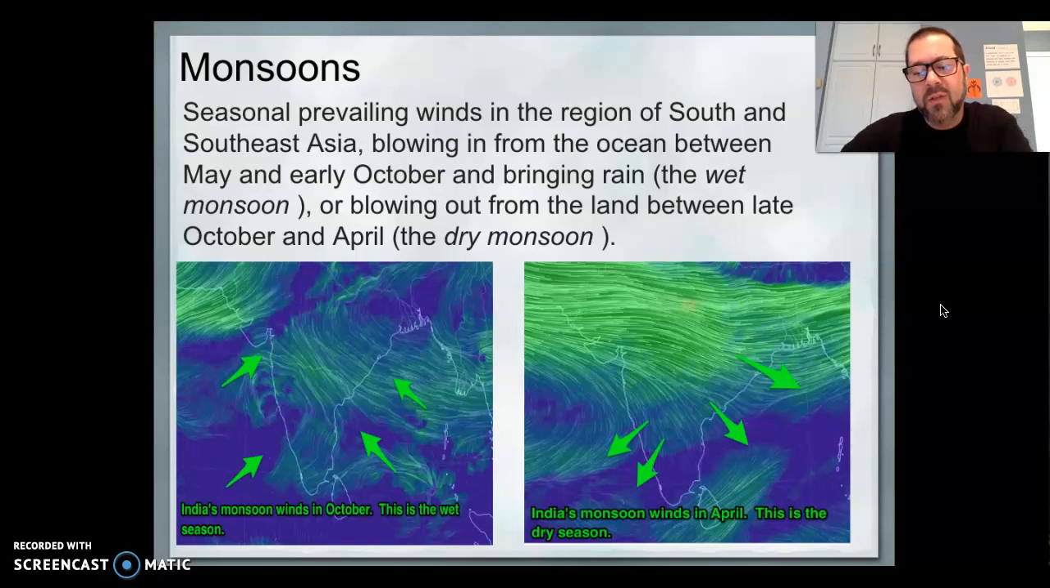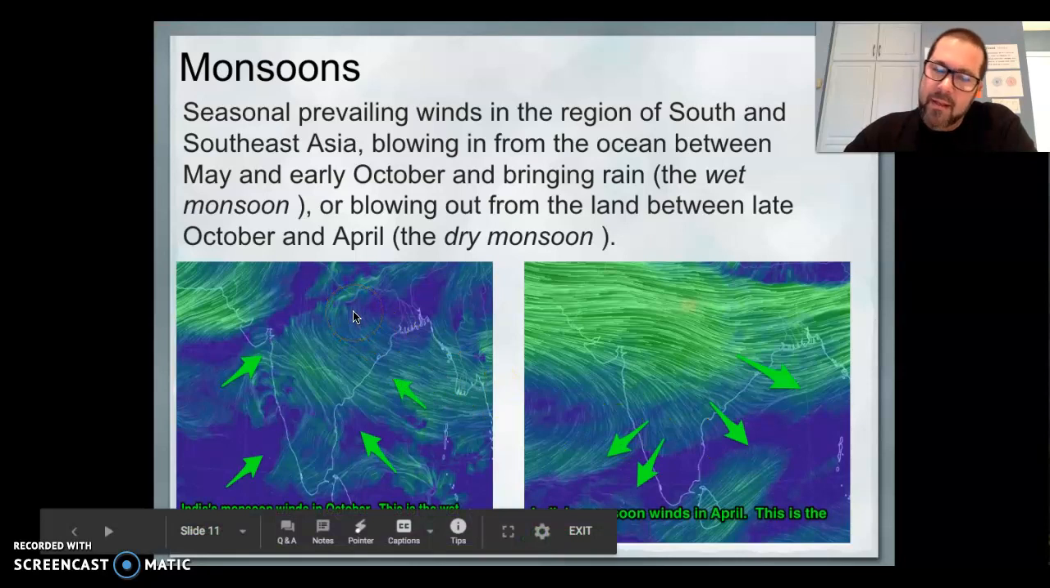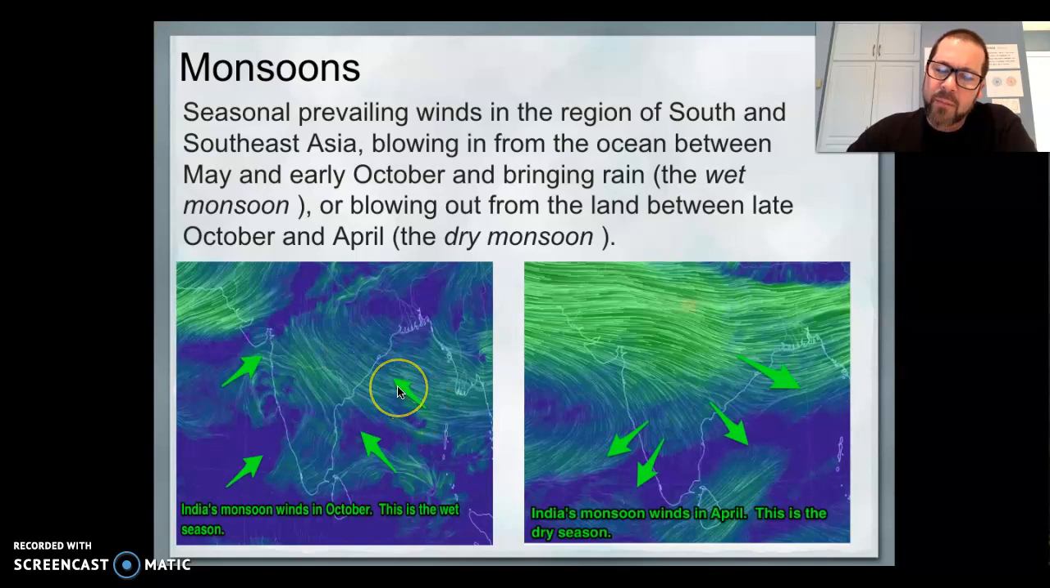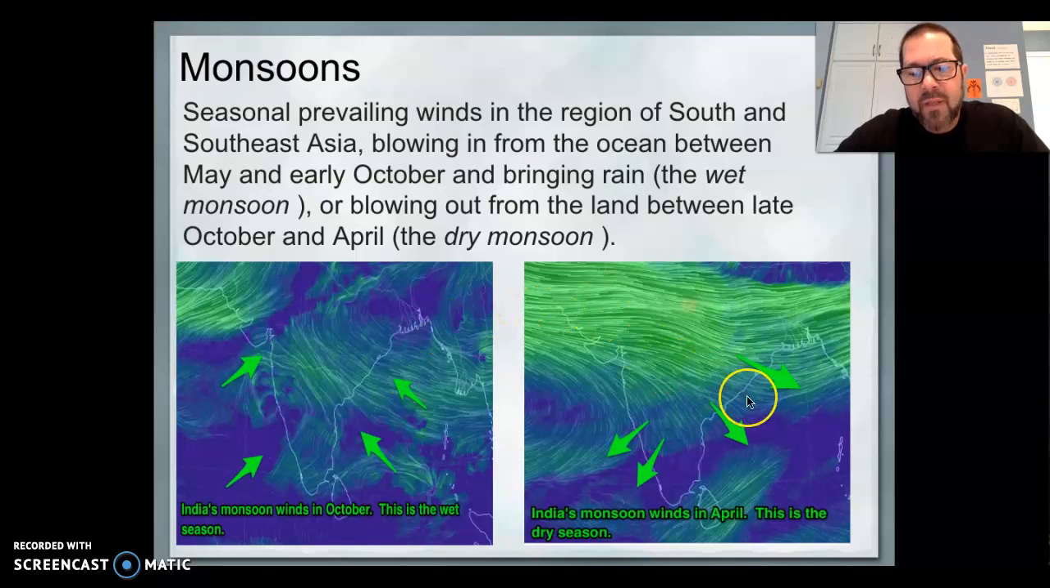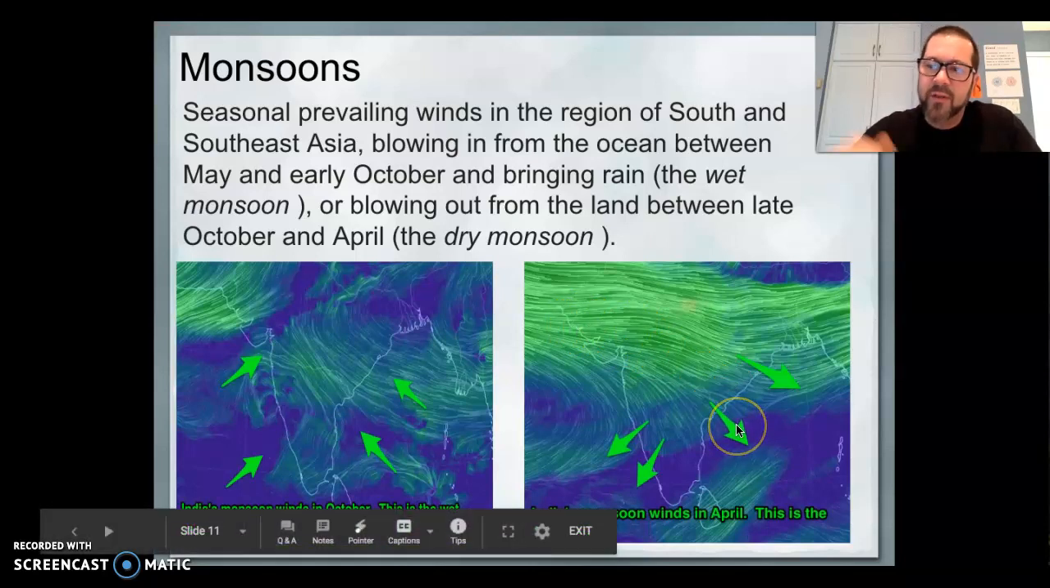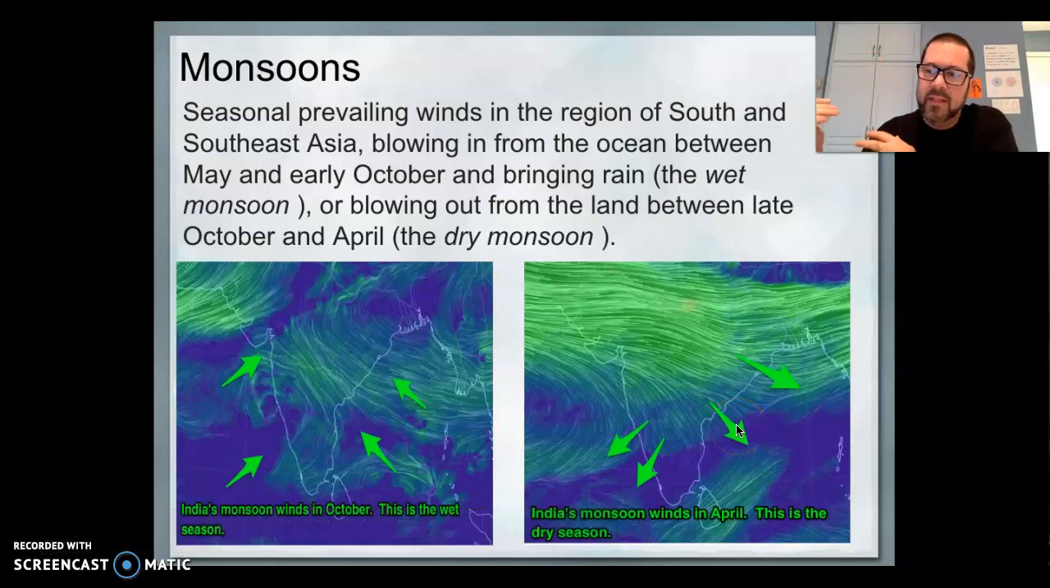So what we have is, in the fall, the wind pattern blowing from the sea in towards the land, all right? And so that is India's wet season. All that moisture from the ocean is going to be coming onto land and being dropped in the form of precipitation, heavy rains. On the other hand, if you look here in April, this is going to be the dry season. You see the wind pattern has reversed, and the winds are blowing from the land out towards the sea. So that's going to give the dry season in India.